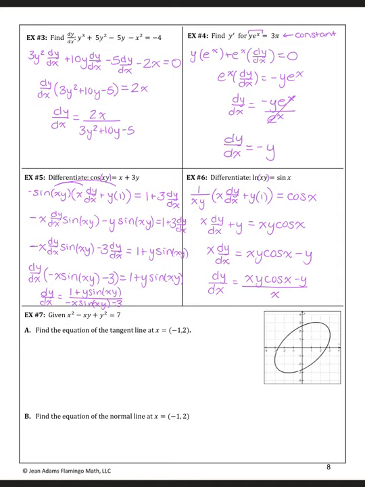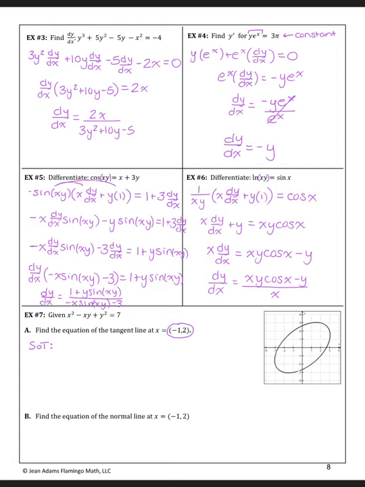So example 7, given this ellipse, find the equation of the tangent line at negative 1, 2. So remember, to find the equation of the tangent line, you need point and slope. We already have our point here, negative 1, 2, so we just need the slope. To get the slope, we need the derivative.